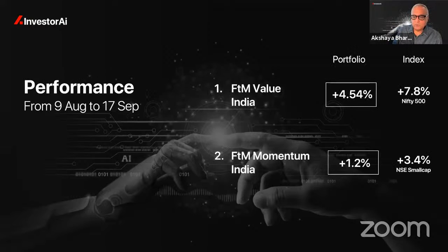From 9th of August to 17th of September, roughly about 5 weeks, the FTM value portfolio has gone up 4.5%. The index in the meantime has gone up 7.8%, and the index in this case is Nifty 500. So it has not beaten the index. The FTM momentum portfolio has gone up 1.2%. The NSE small cap index, which I think is a better index to compare it against, went up 3.4%. And again, this portfolio also has not beaten the index.